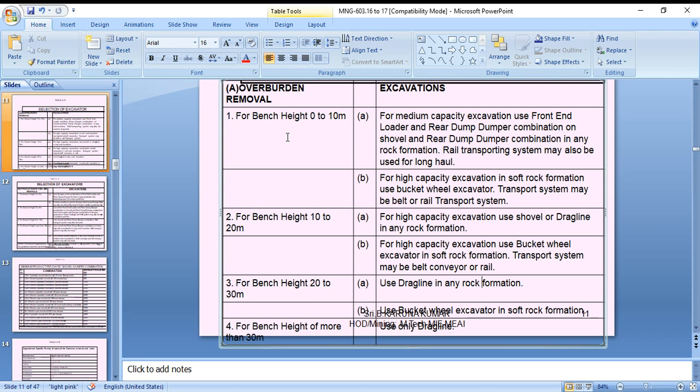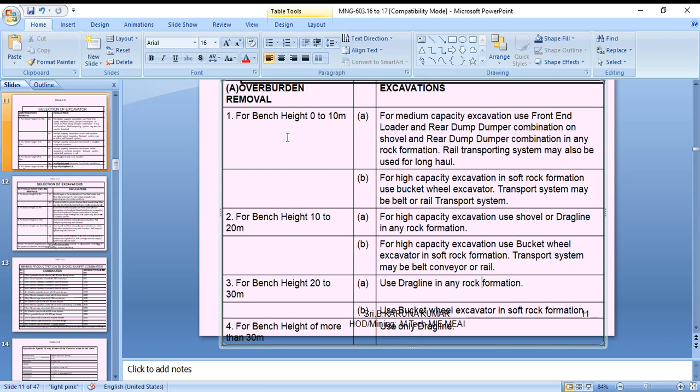In coal formations there will be more depth or more topsoil, and if that nature is there, then you go for a dragline. Otherwise, the shovel dumper, pay loader dumper combinations, most limestone mines do not go for the dragline. But at 10 to 20 meters, large limestone mines in North India are using a dragline also. For high capacity excavation, a bucket wheel excavator is used in a soft rock formation, and the transport system may be belt conveyor or rail.